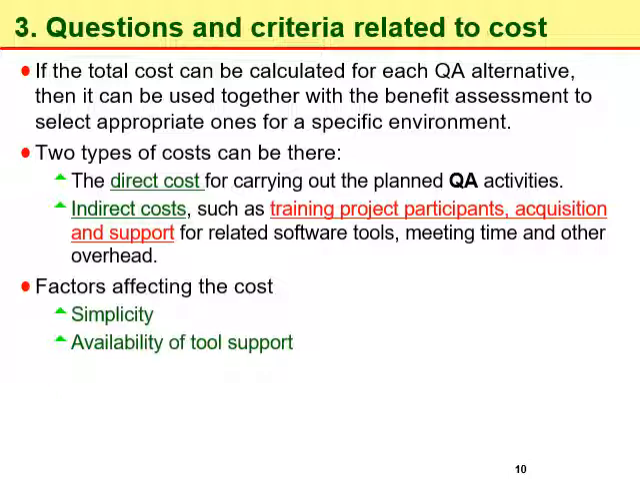There are several factors affecting the mentioned total costs. Sometimes it is easier and more straightforward to deal with these factors instead of dealing with the cost directly, because some of these factors are more closely related to individual quality assurance alternatives. Some key factors related to this include, for example, simplicity and availability. So we will discuss each of these factors in the next slide.